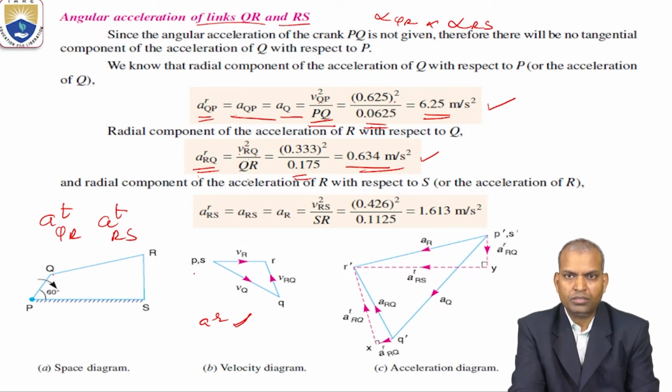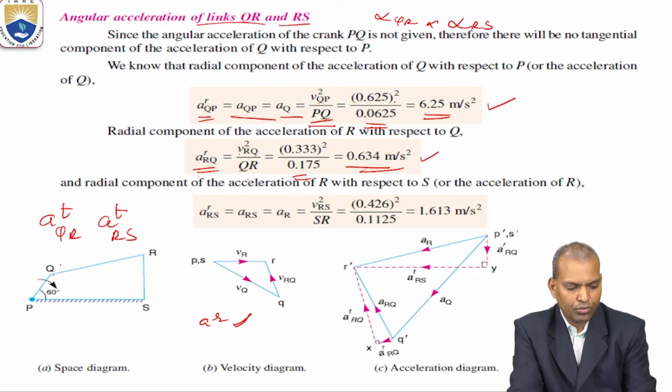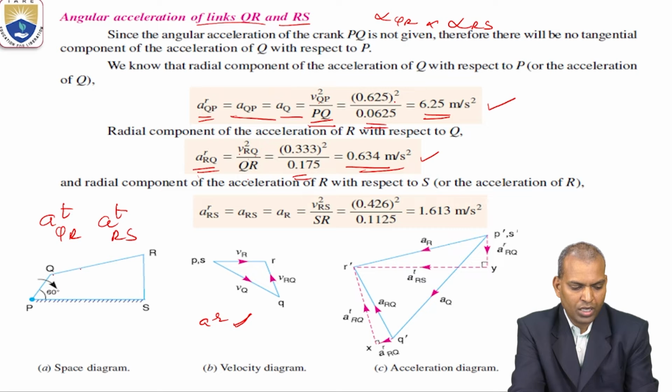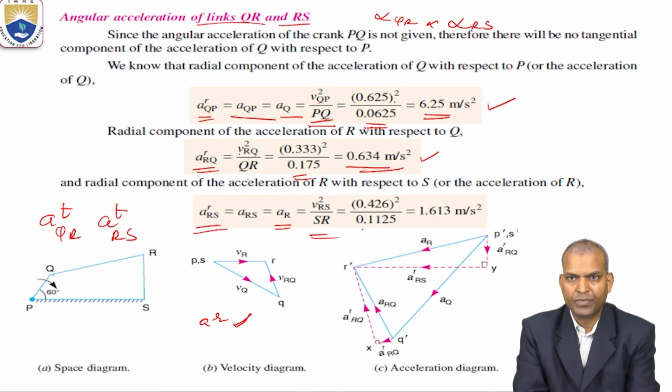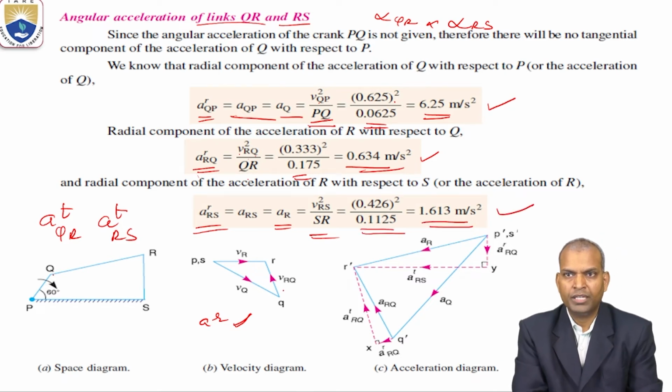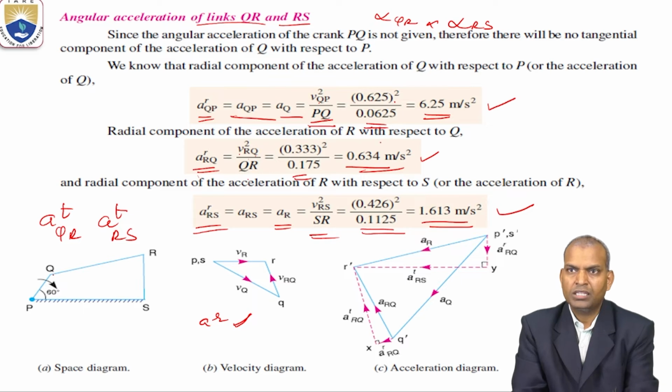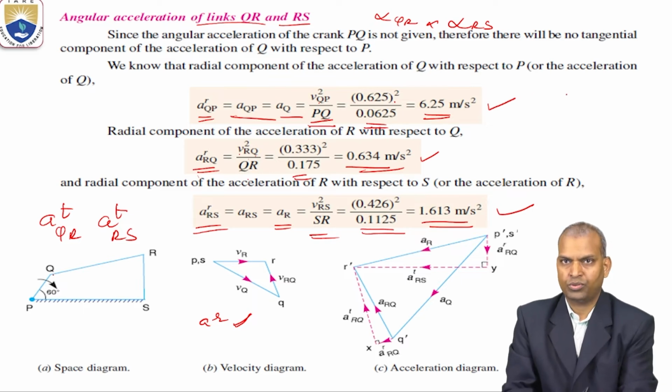Next, we found the PQ radial component and QR's radial component of acceleration. Next, RS. What is the radial component of link RS? That is ARS equal to AR, that equal to V square RS by SR. That is 0.426 whole square by 0.1125. That is 1.613 meter per second square. These are the known values.